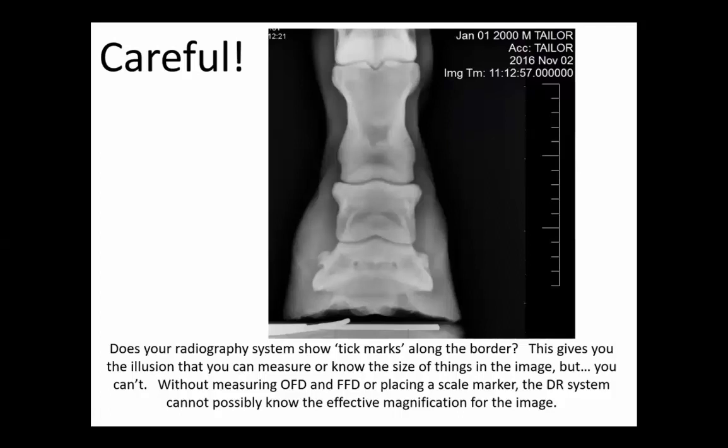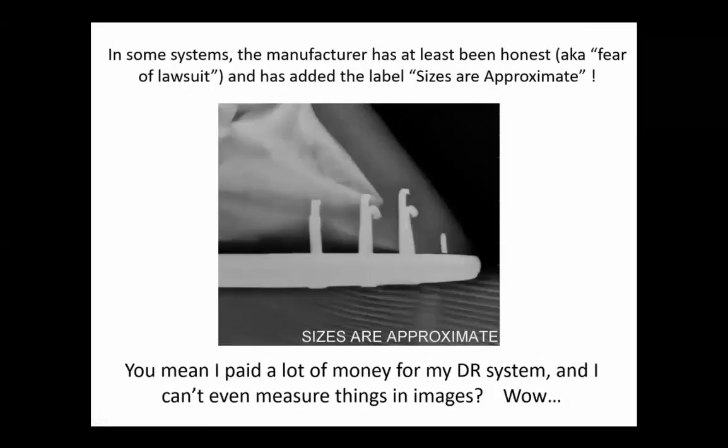But unless you measured those two distances, OFD and FFD, and typed them in to this X-ray system, or unless there was a scale marker placed at the plane of interest, then the software in this radiograph system cannot possibly know what the scale factor in effect was. So some of these systems show these scales like this, but it's absolutely approximate and you can't count on it. So you have to keep that in mind. And some other systems will actually go so far as to put these words right in the image, like sizes are approximate, warning you not to trust the measurements you get on this system.